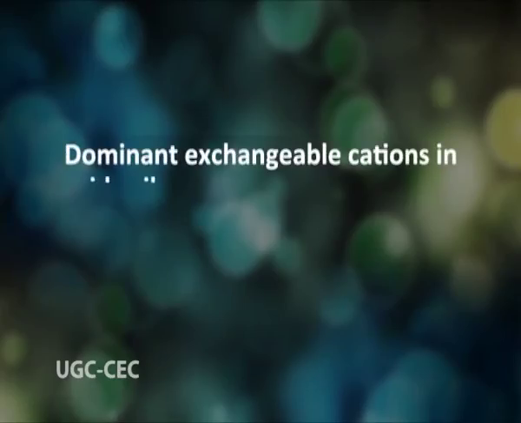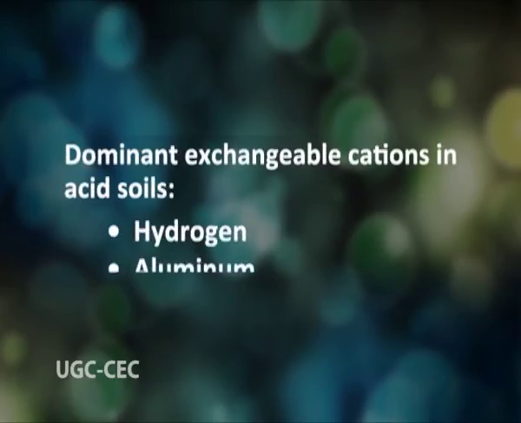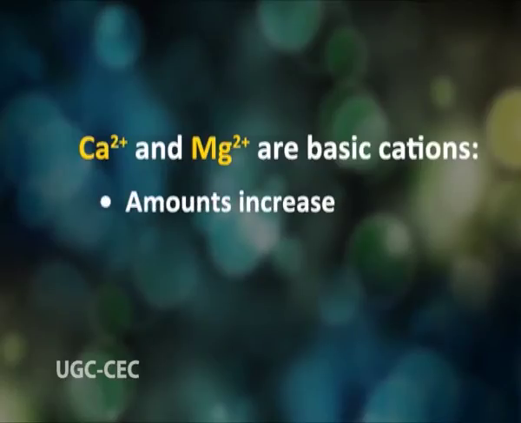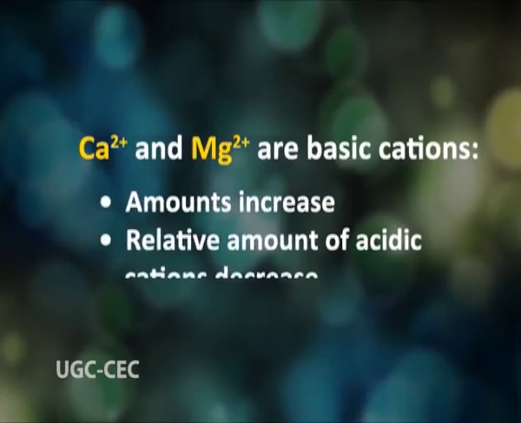In acid soils, hydrogen and aluminum are the dominant exchangeable cations. The latter is soluble under acid conditions and its reactivity with water, that is hydrolysis, produces hydrogen ions. Calcium and magnesium are basic cations. As their amounts increase, the relative amount of acidic cations will decrease.